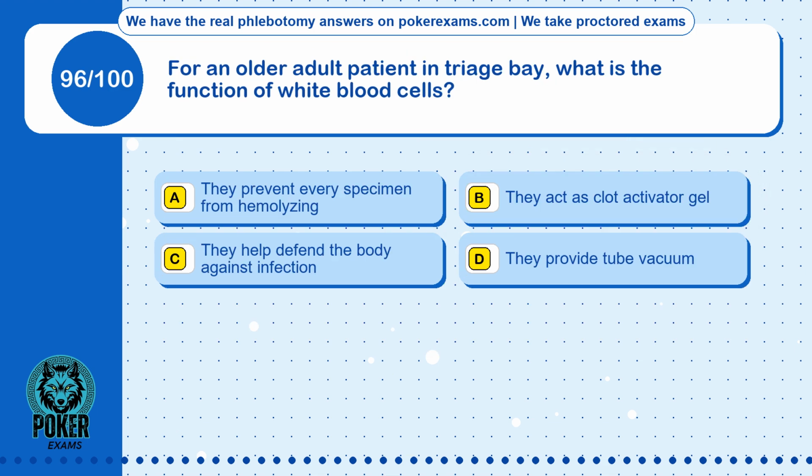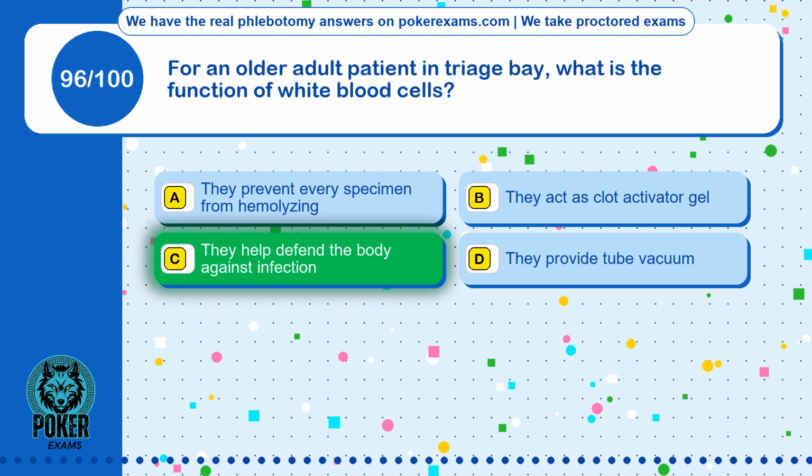Question 96. For an older adult patient in triage bay, what is the function of white blood cells? Option A. They prevent every specimen from hemolyzing. Option B. They act as clot activator gel. Option C. They help defend the body against infection. Option D. They provide tube vacuum.